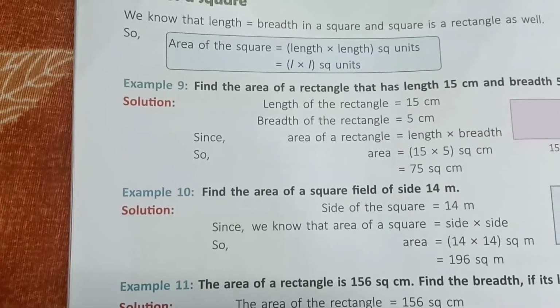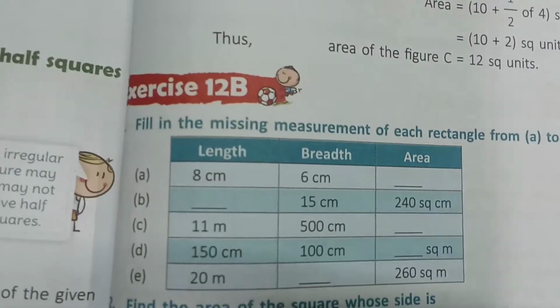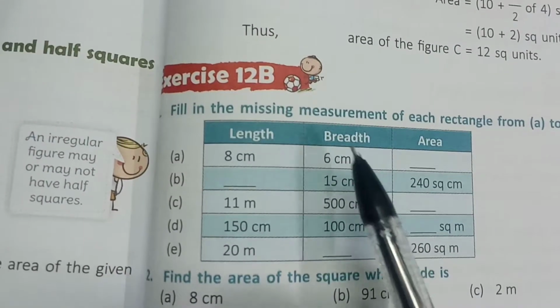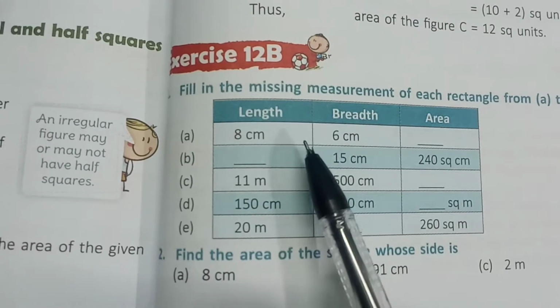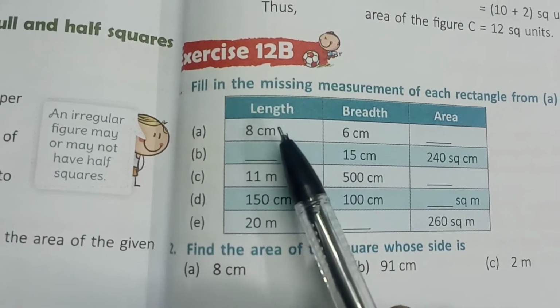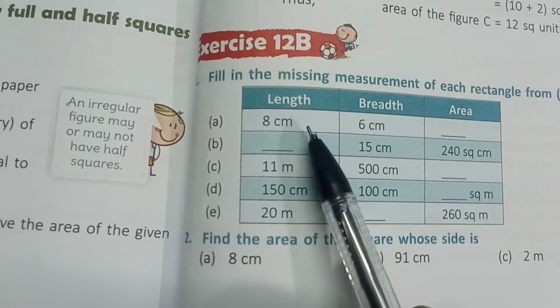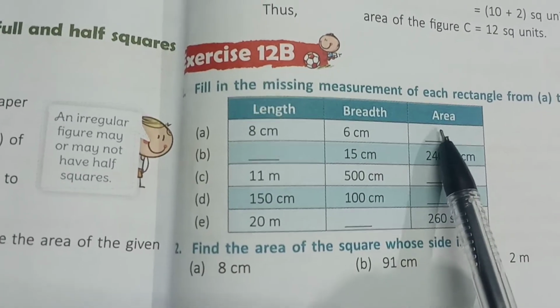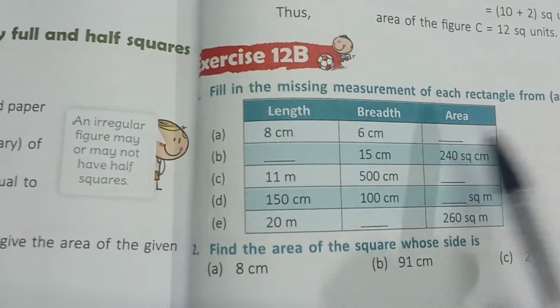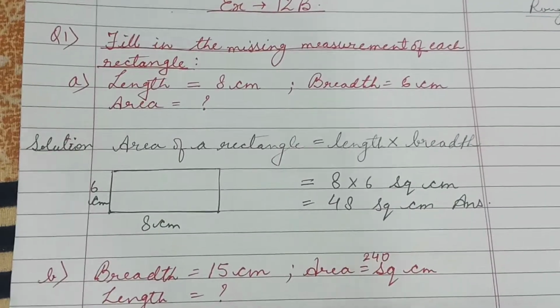So now come to exercise 12b. Here in exercise 12b, fill the missing measurement of each rectangle. So here is the table given, children. In question number A, length is given 8 centimeter, breadth is given 6 centimeter and we have to find the area of the rectangle. So children, let's solve it.